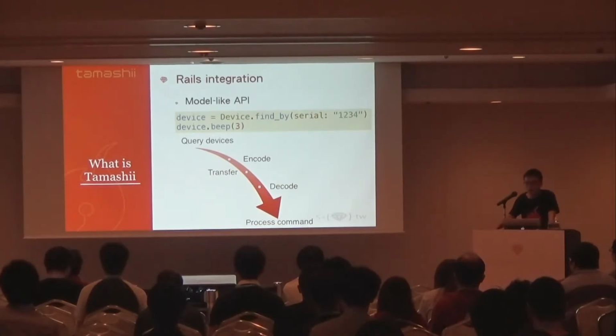Here, imagine you want to find a device with the serial number 1234 and make it play 3 songs. You only need to use the find_by method with the serial number as the parameter, and Tamashii will find the device for you. Then you can call the method beep with parameter 3. Tamashii will handle the rest, including querying devices, encoding, transfer, decoding, and processing the command. The web developer doesn't need to know the detailed operation of the devices, and just needs to treat the Tamashii device as a Rails model.